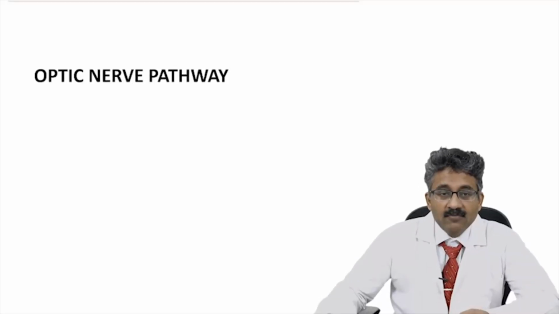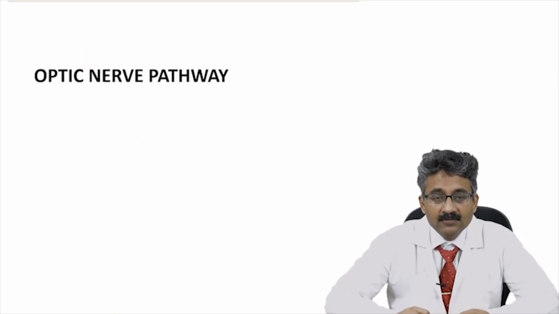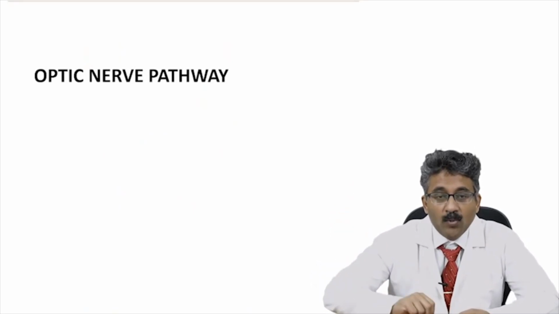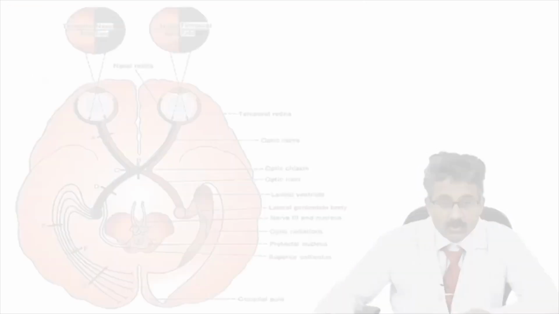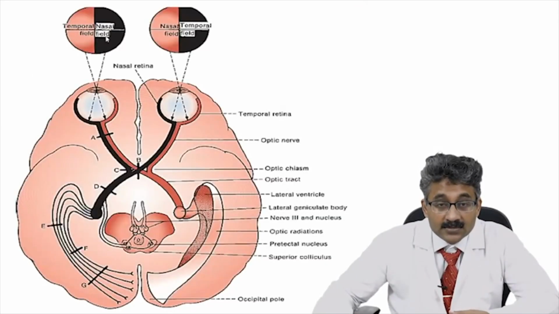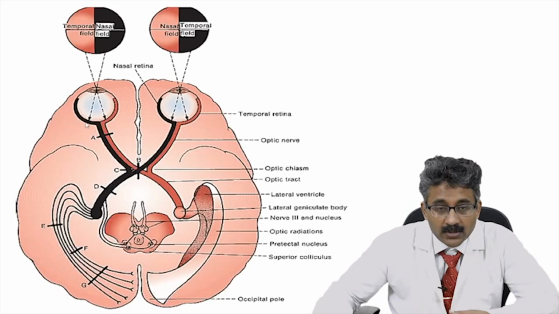Before examining the visual acuity and field of vision, we should know the anatomy of the optic nerve. Okay, students, we have discussed the olfactory nerve examination. Now we'll discuss the optic nerve. Before examining the optic nerve, you should know a little bit about the anatomy of the optic nerve pathway. Right, students, this is the optic nerve pathway. See here, this is the nasal field and this is the temporal field. The nasal field will be carried by the temporal fibers.